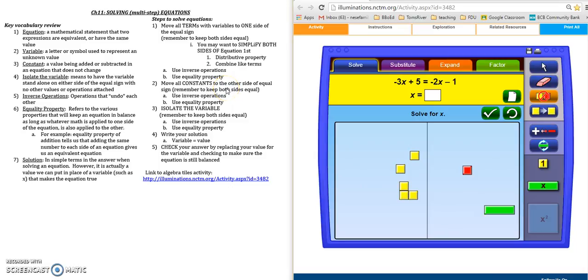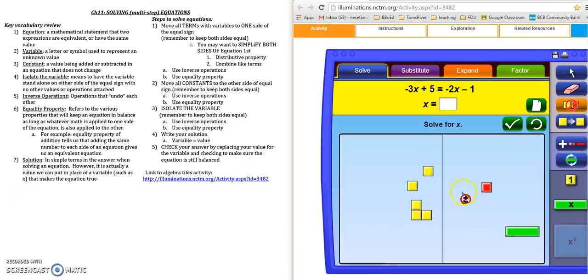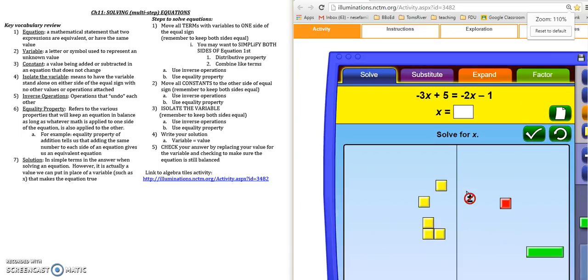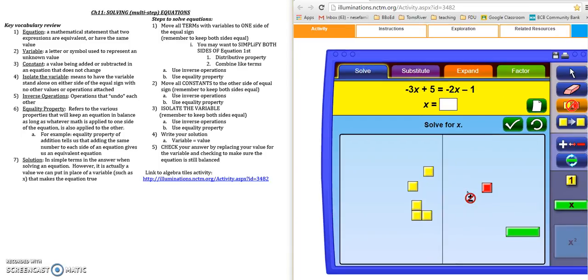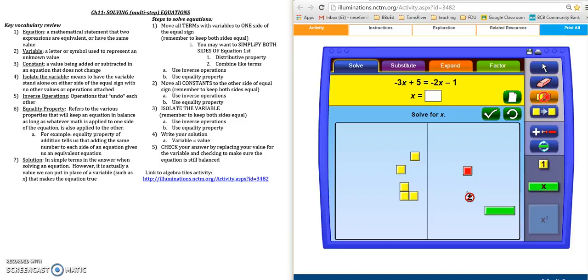We now want to move the constants to the other. So again, we're working with inverse operations. We have a constant on the right. We want to move it to the left. It is a negative, so in order to remove it, we are going to need to add a positive. The equality property says whatever we do to one side, we do to the other. We now use our zero pair tool, and we select positive and negative, which removes the constant from here. We are now left with constants on the left and the variable on the right.